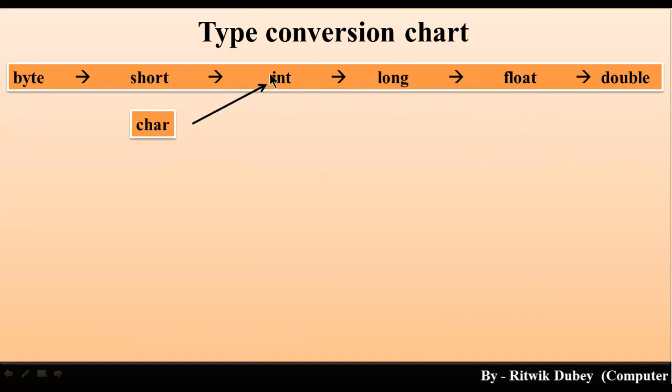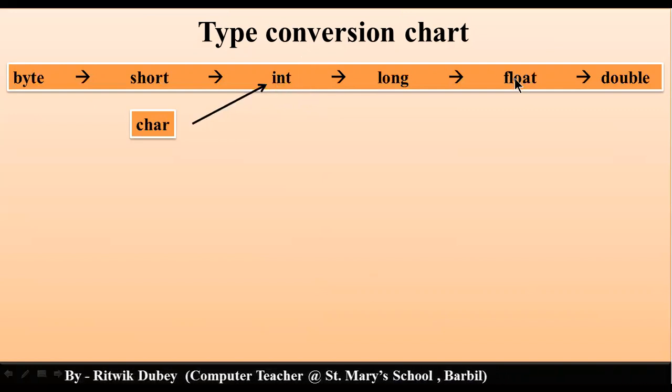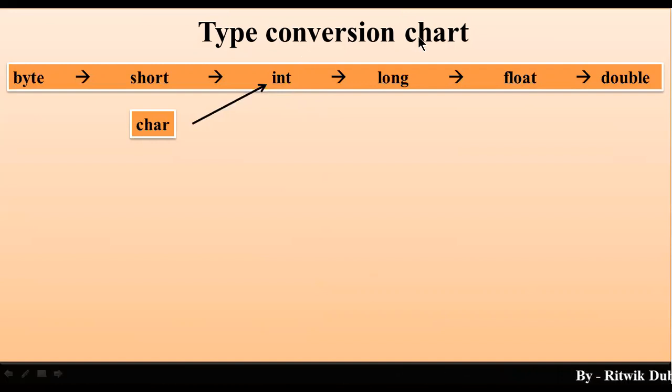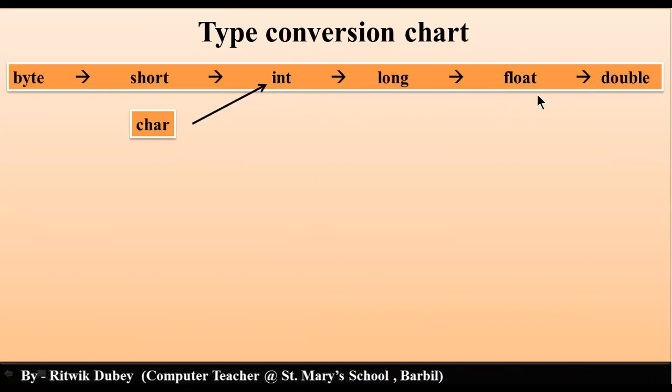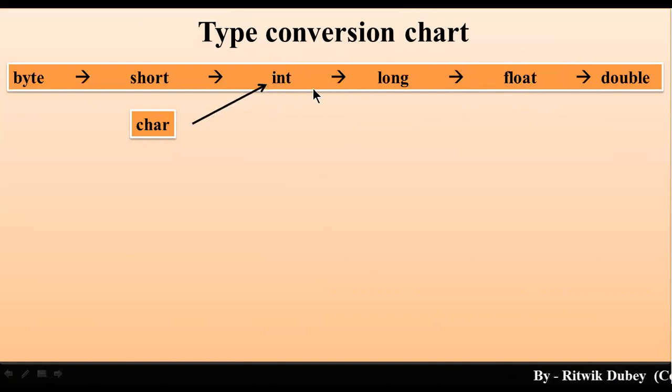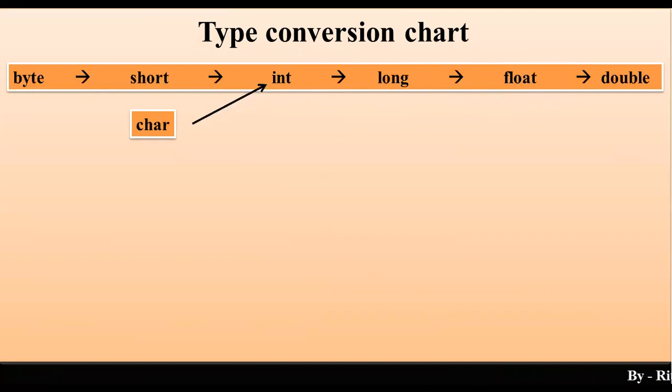See, even though the memory size of int and float are same, yes or no? Float has been allotted with memory size 4 bytes and int is also allotted with memory size 4 bytes. Even then, the precedence of float is more than the precedence of int, and the precedence of float is more than the precedence of long. Is this clear? Okay. Now listen.